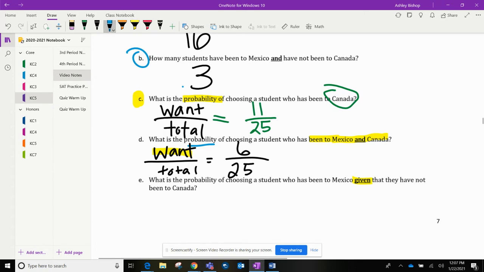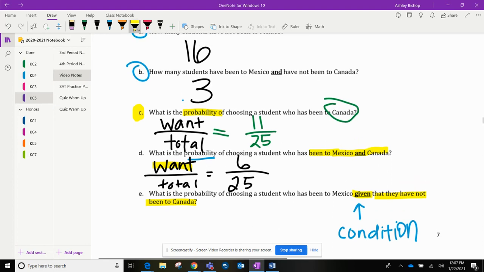The word given tells me that we have a condition. And remember, just like my example with using your mom's car, the condition needs to be met. And so the condition has to happen first. So what comes after the word given is the condition. The condition is that they have not been to Canada. So that part needs to be true. I need to make sure that everyone I am considering has not been to Canada.